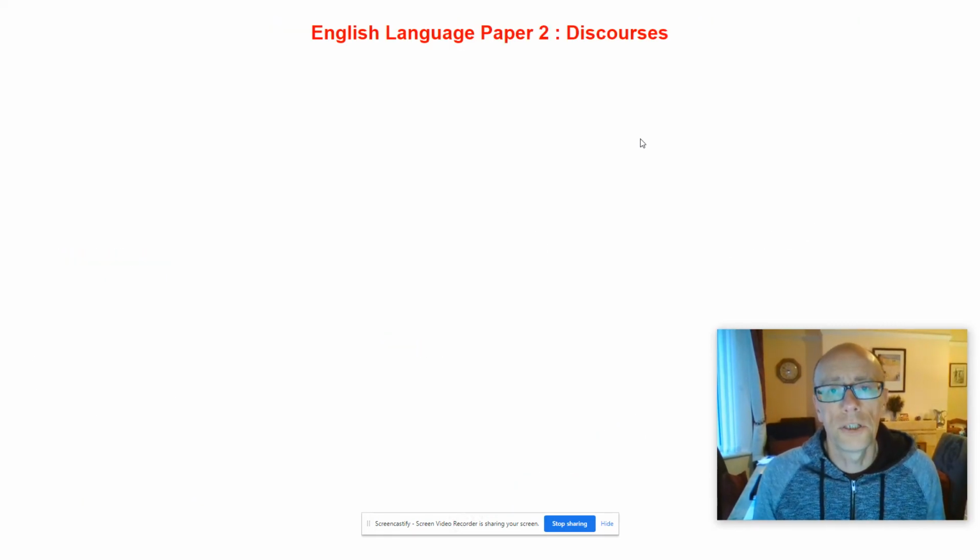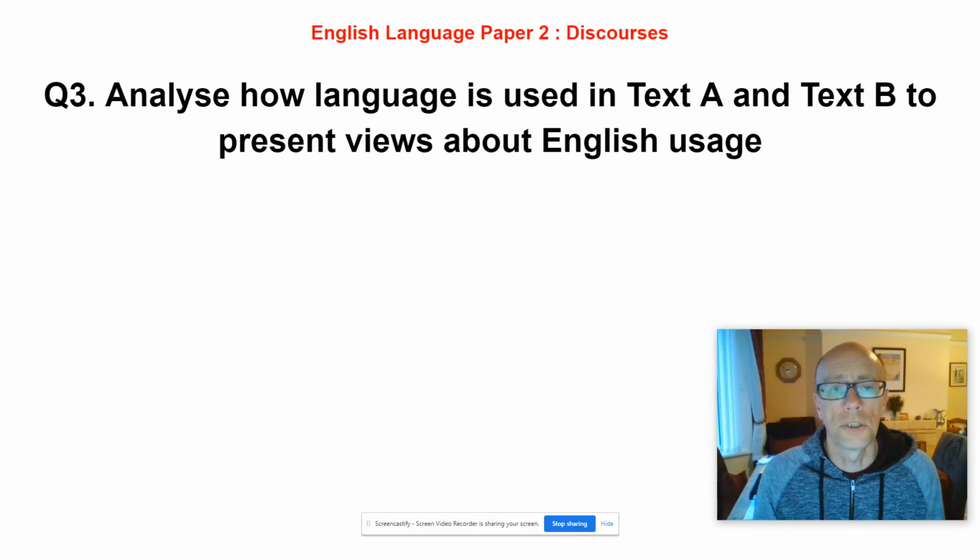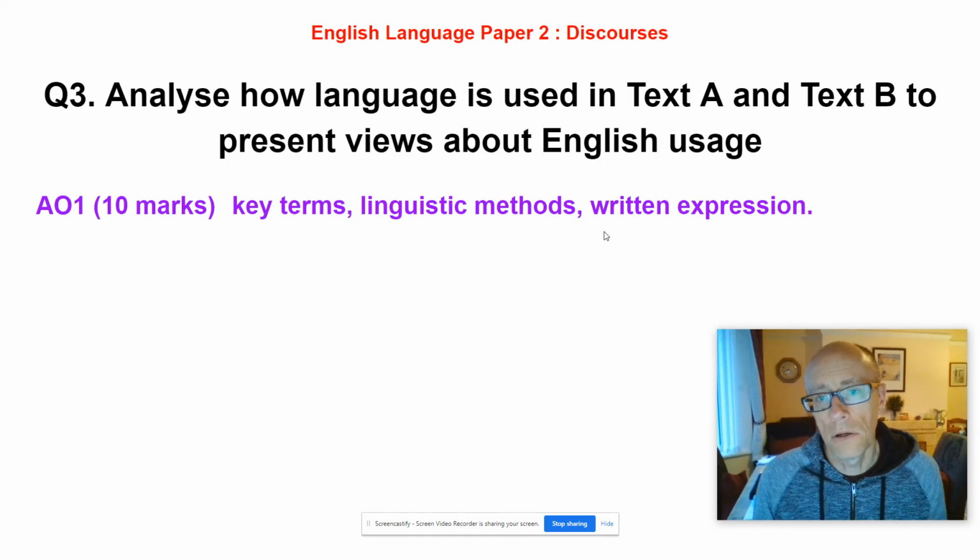Okay, so what we're going to do for the rest of this is to be focusing on one bit of discourses. And we're looking at the paper 2, question 3, which is phrased like this. Analyse how language is used in text A and text B to present views about, and then whatever the thing that's being talked about. Okay, you're going to spend an hour on this question in the exam, and it's going to be marked for 3 things.